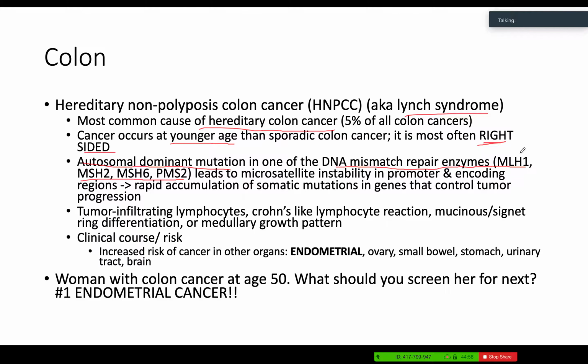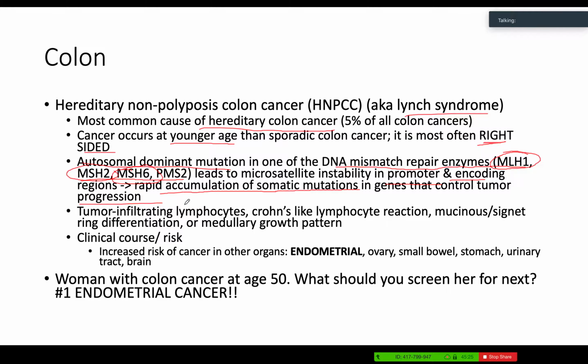Okay, so these are the names of several repair enzymes. There's about 30 different enzymes, but if you get questions, it's going to be on this MLH1, MSH2, MSH6. Look for that in the answer choices in finding your answer. Okay, so this is going to lead to microsatellite instability in the promoter and encoding regions, and you end up getting a rapid accumulation of somatic mutations that control tumor progression.